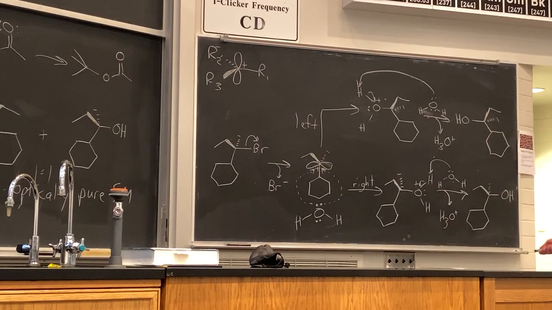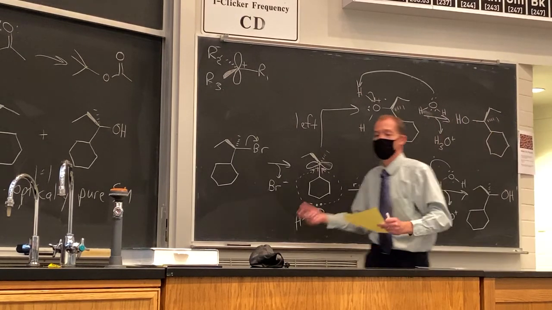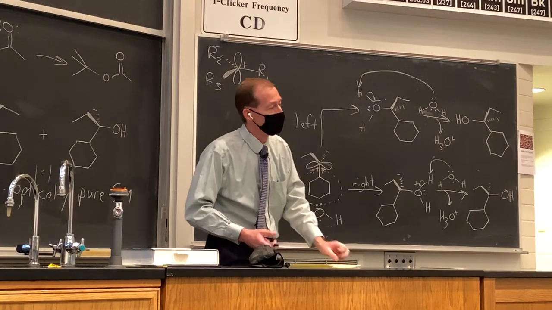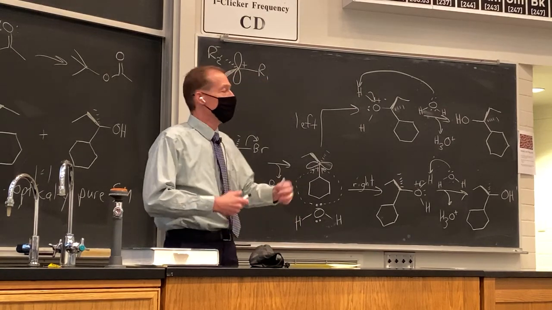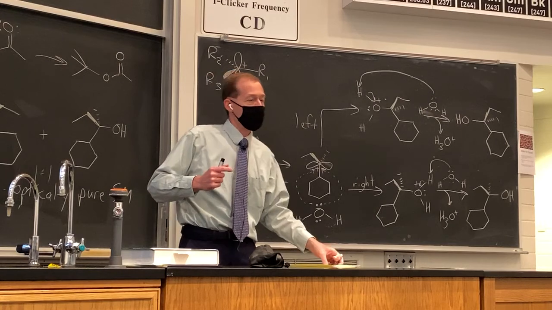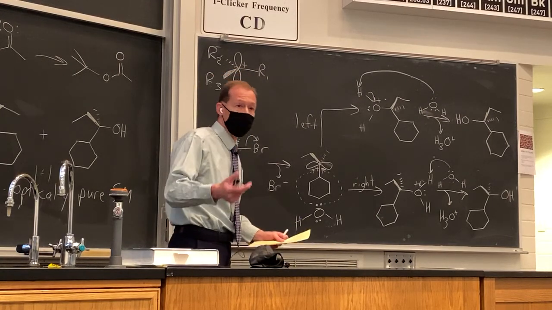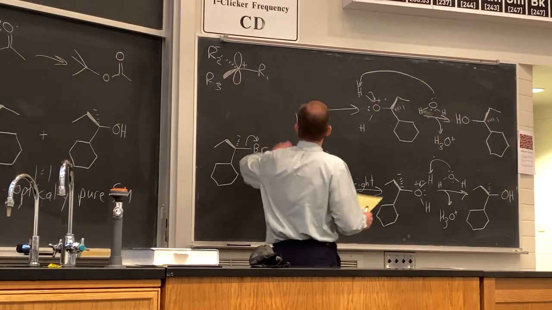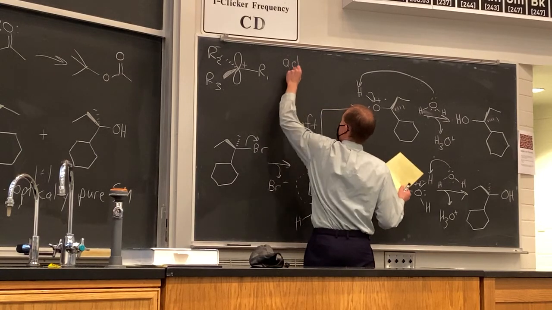And so because the rate of the water attacking this carbocation is the same from the left versus the right, we get a one-to-one mixture of these intermediates, which then get deprotonated to give us a one-to-one mixture of our product enantiomers. So the racemization that occurs in an SN1 reaction is due to the generation of an achiral carbocation intermediate. So last thing I'll show you for today.